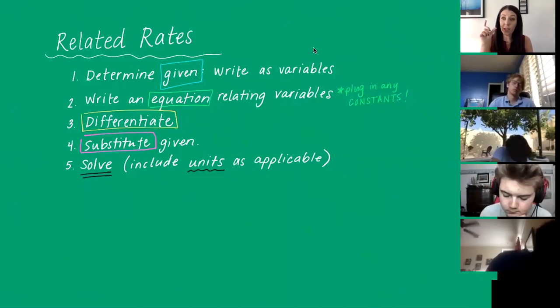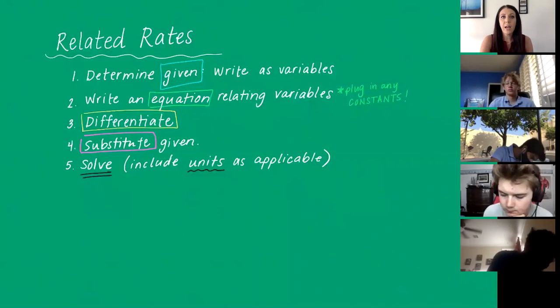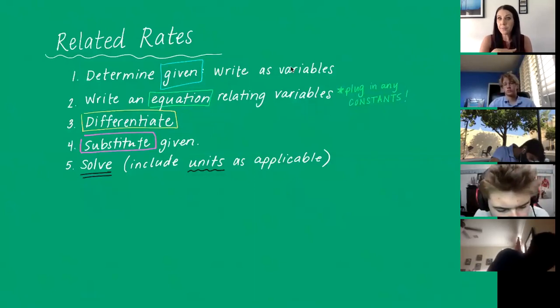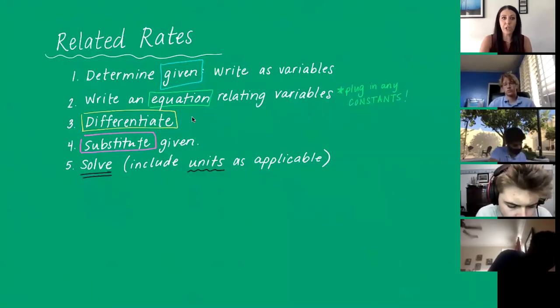Then you needed to write an equation that related the variables. So that was part of one of the second assignments I think that you had to do last night. And so you had to determine what was given, and then you had to come up with an equation relating that information.